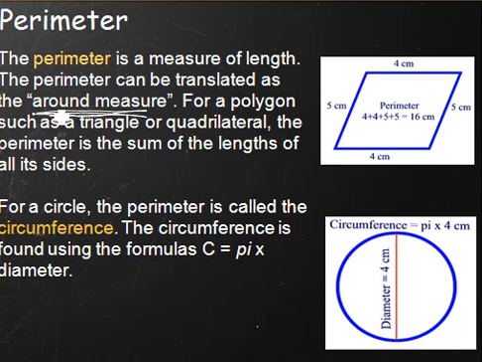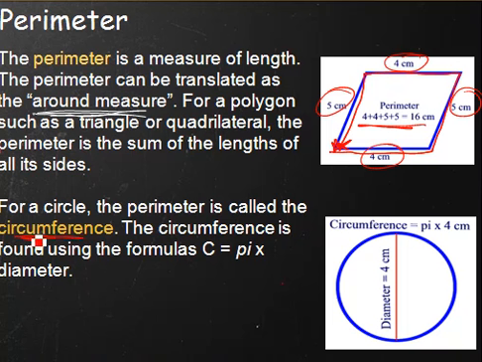And for polygons, such as triangles and quadrilaterals, the perimeter is just the sum of the lengths of all its sides. For example, in our parallelogram that has one dimension of 4 centimeters and the other side of 5 centimeters, the perimeter is given by the sum of the 4 sides. So we would take 4 plus 4 plus 5 plus 5, or the total distance around the parallelogram, which is 16 centimeters.